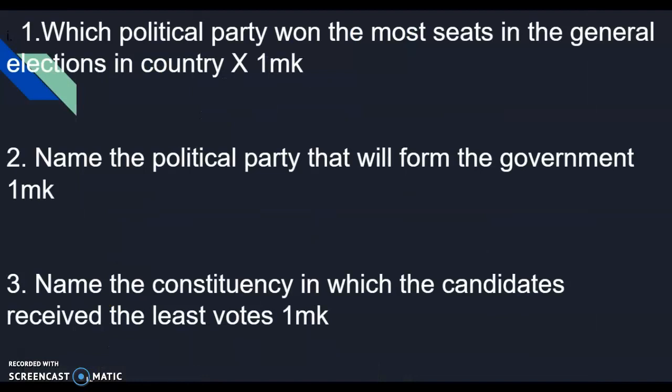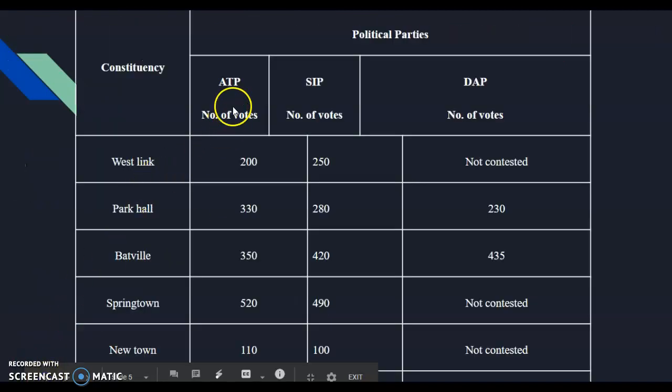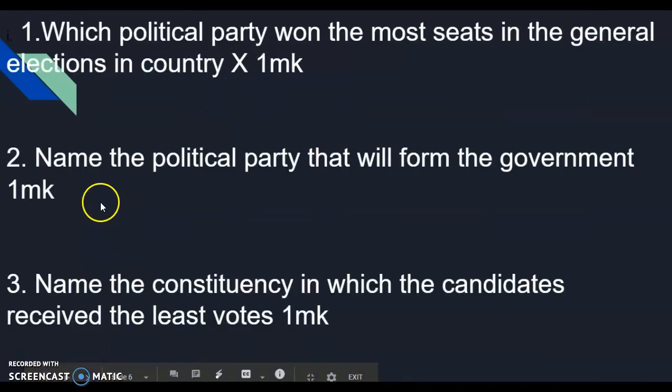These questions were based on the table, which political party won the most seats in the general election. If we go back and look who won the most seats, that would be ATP. Name the political party that will form the government. The answer would still be ATP because we are looking at the seats to determine the winner. So ATP has the most seats, therefore they will form the government.